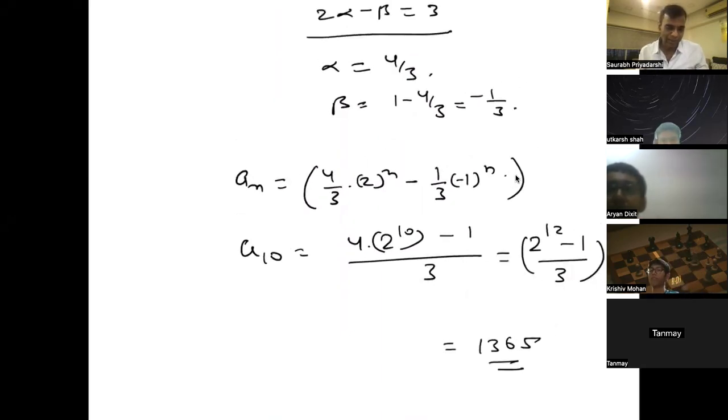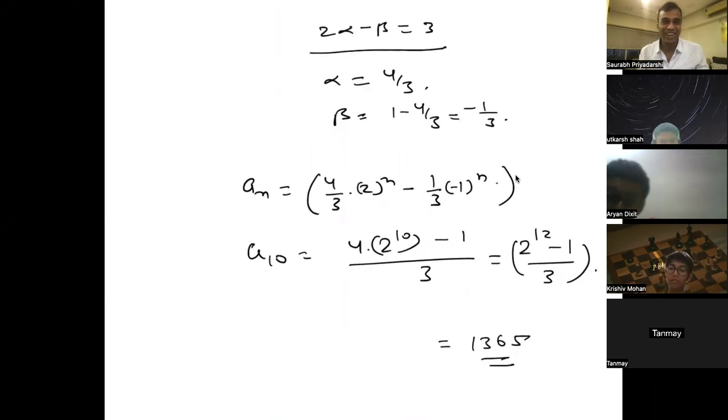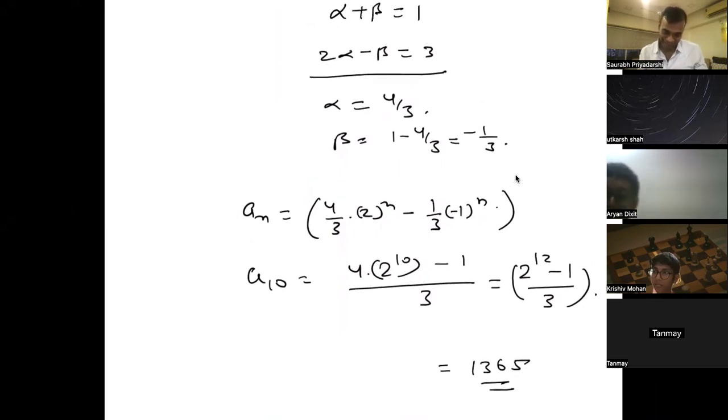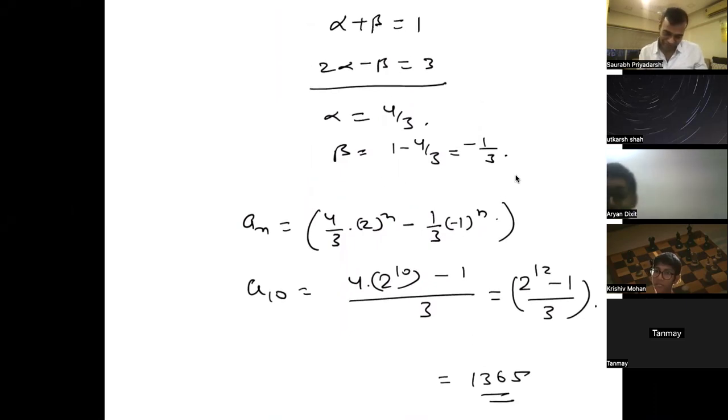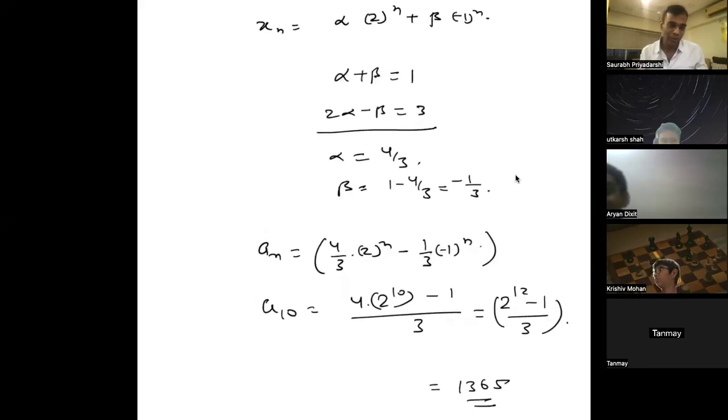Sanjana, calculation. Aryan, what is this? 4095 by 3. 4095 was not divisible by 3. Sir, I took 0 in place of 1. Which one? Alpha, beta. Beta. Alpha beta, it will never come 0. Yes, I made a mistake.